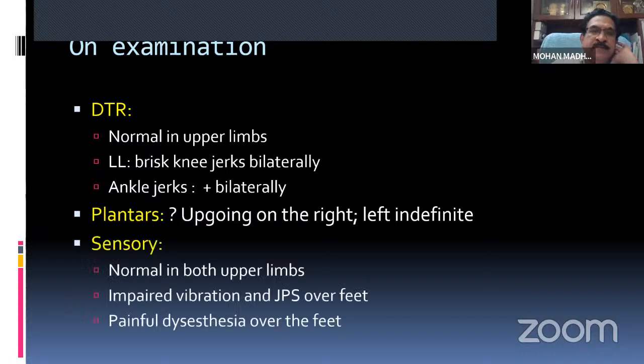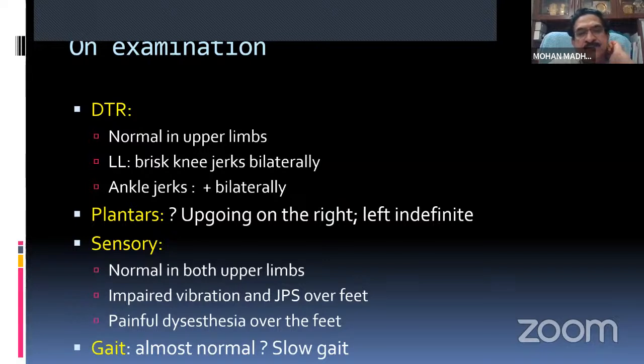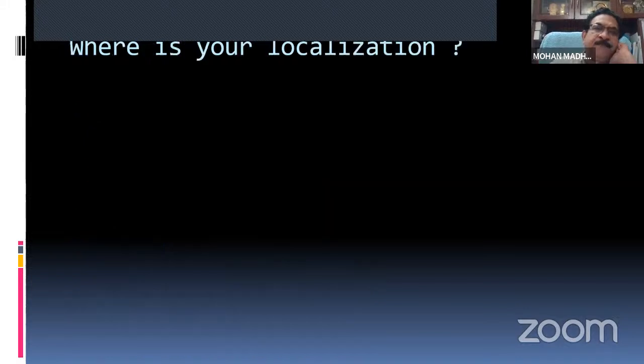Sensory system normal in the upper limbs. Impaired vibration and JPS over both feet. There was painful dysesthesia over the feet. Gait almost normal, slow gait, some dragging on the right lower limb.